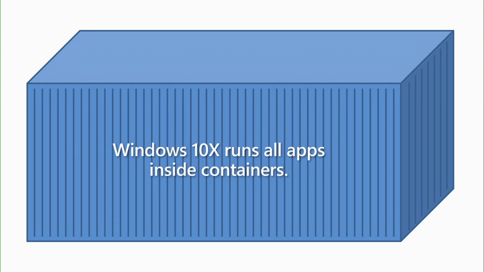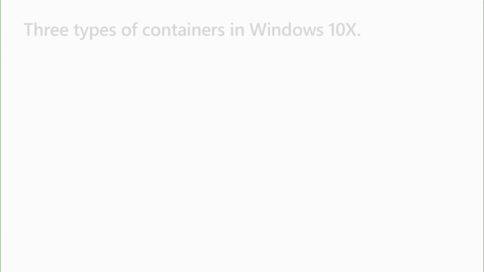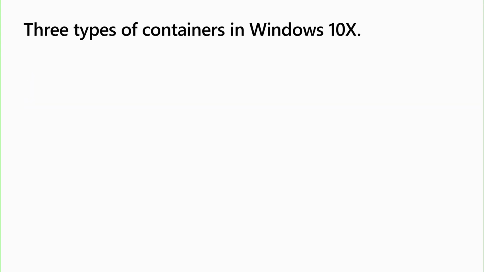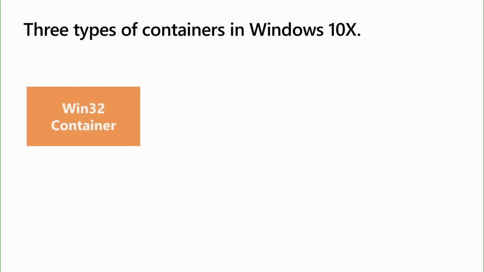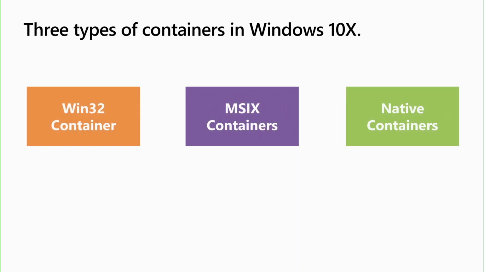So let's look at this in a little bit more detail. There are three types of containers in Windows 10X. There's the Win32 container, there are MSIX containers, and there are native containers. And let's look at each one of those in turn.